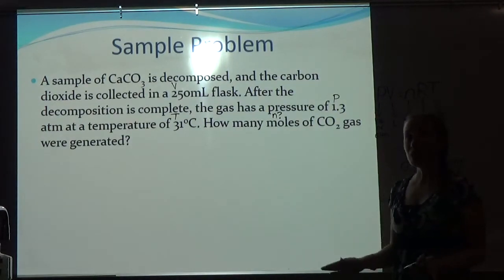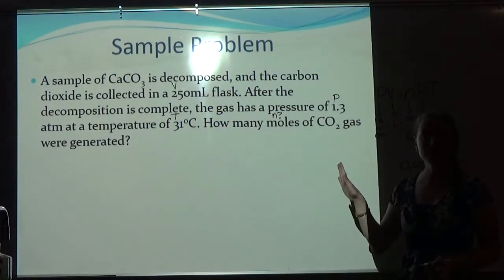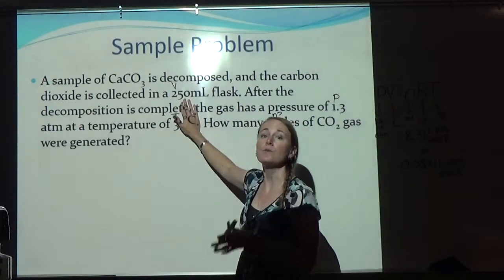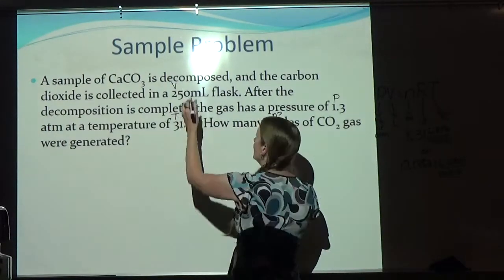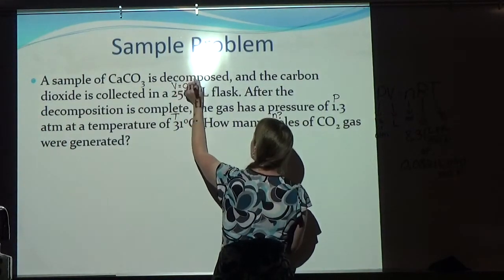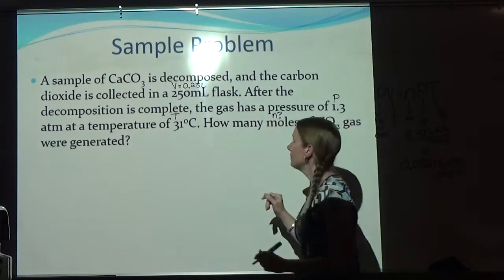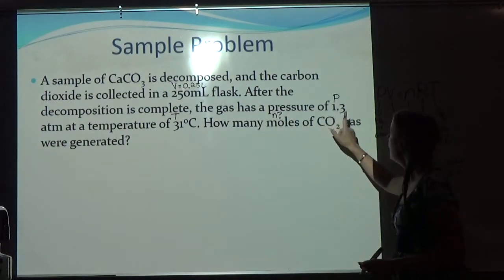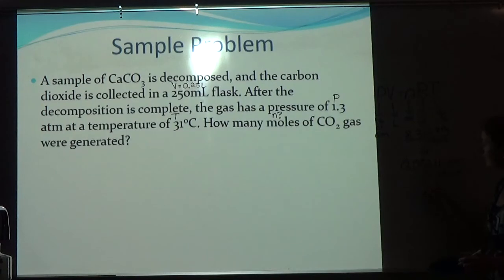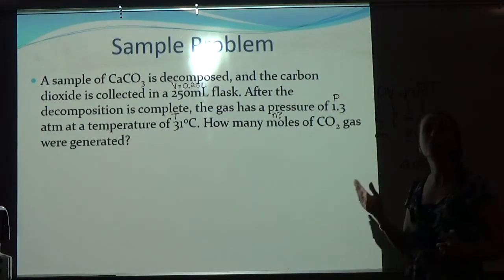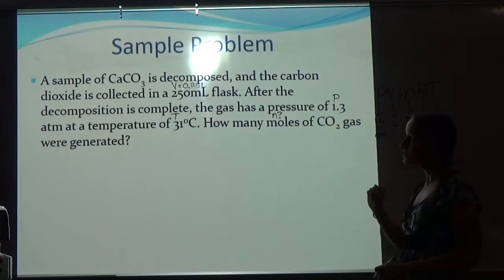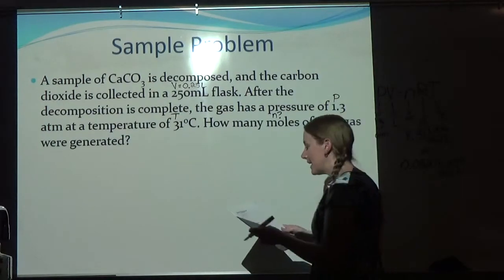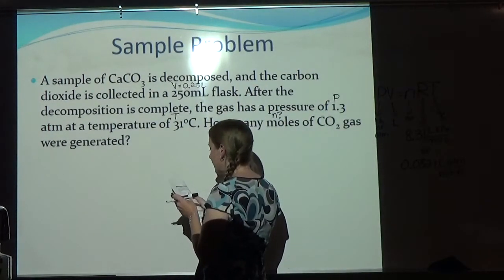Alright, so real quick, before I plug into this formula, it's important I have all the right units. So I have 250 milliliters. I need that to be in liters. Well, remember, there's 1,000 milliliters in a liter. So that just becomes 0.25 liters. You're just dividing the number by 1,000. After the decomposition is complete, pressure is 1.3 atm. ATM is okay for pressure. It just means I need to use the 0.0821 as my R value this time. Okay, so pressure is fine. And then of course temperature always has to be in Kelvin. So I'm going to take 31 and add 273, and that gives me 304 Kelvin.